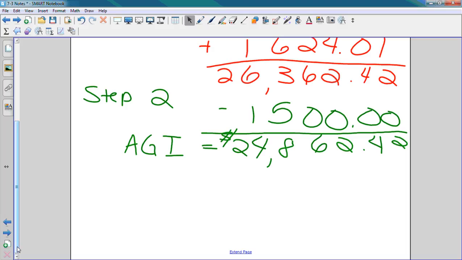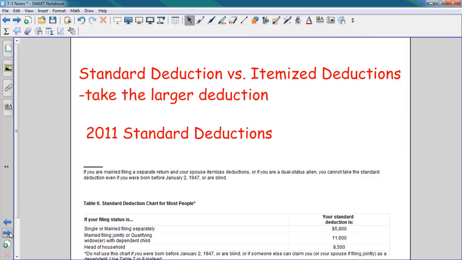If you look at the bottom of the page, it starts deductions. Now, when we talk about taking out deductions, you can take out the higher of the two. Either you can take out standard deduction or itemized deduction, whichever one's larger. You might say, well, what are both of them? Well, let's start with standard deduction.